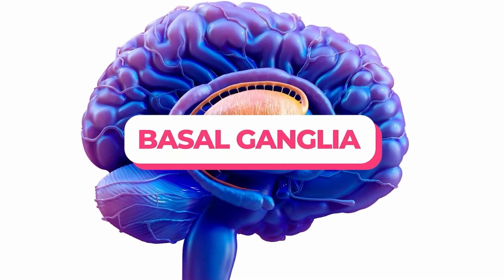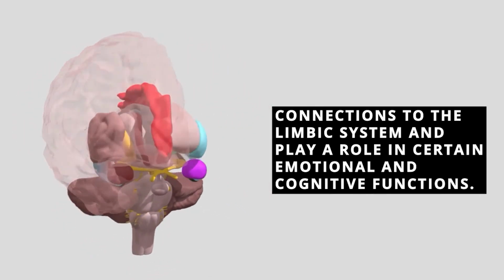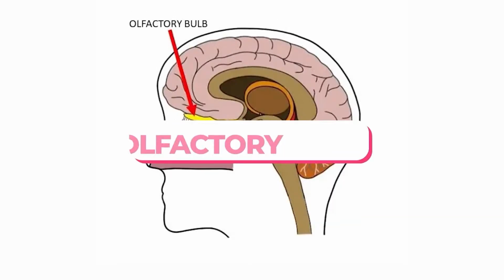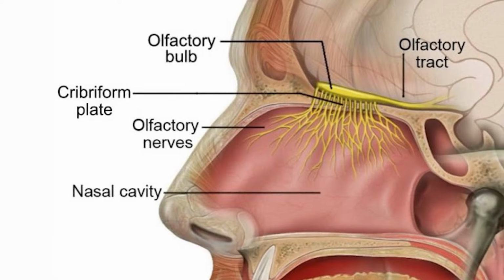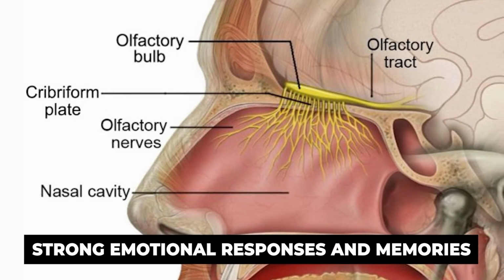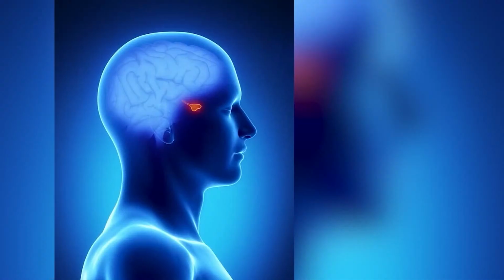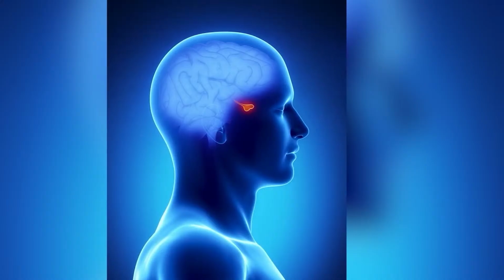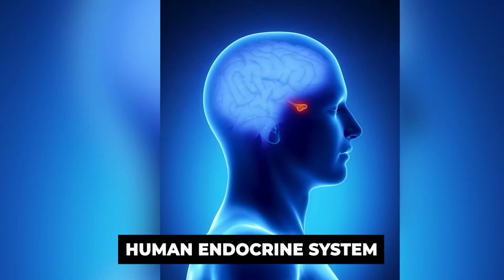Basal ganglia. While often associated with movement, the basal ganglia have connections to the limbic system and play a role in certain emotional and cognitive functions. Olfactory bulbs. These are involved in the sense of smell, which can evoke strong emotional responses and memories. Pituitary gland. The pituitary gland, often termed the master gland, is a small, pea-sized structure that plays a crucial role in the human endocrine system.